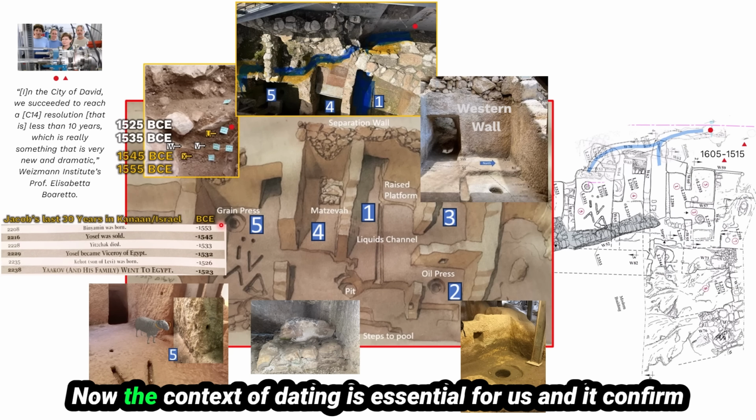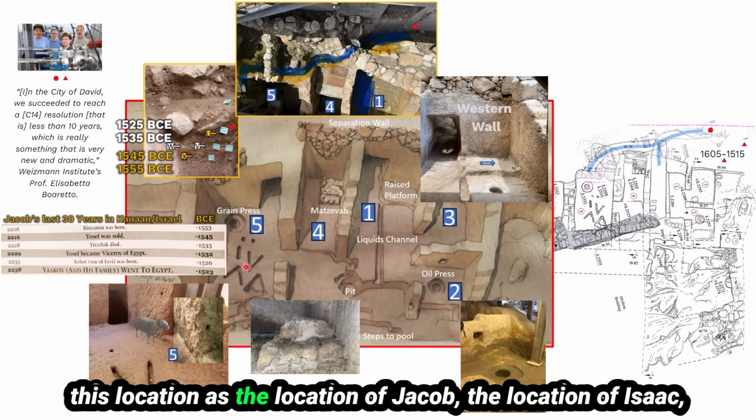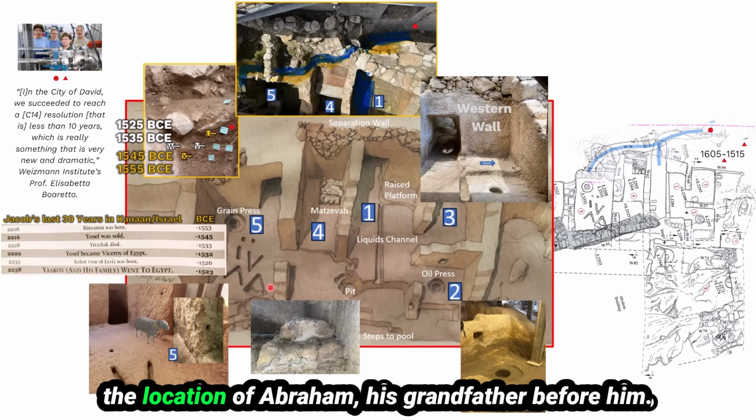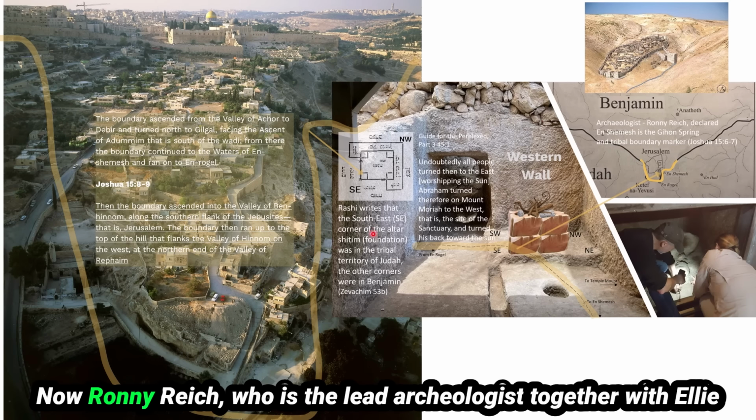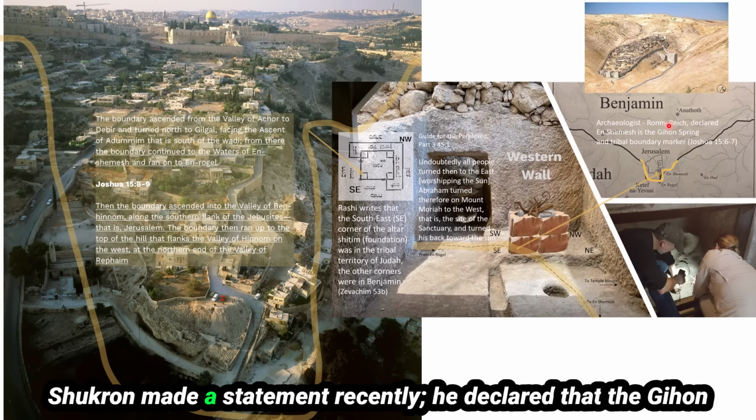Now, the context of dating is essential for us, and it confirms this location as the location of Jacob, the location of Isaac, the location of Abram, his grandfather before him. Now, Ronnie Reich, who is the lead archaeologist together with Eli Shukron, made a statement recently.